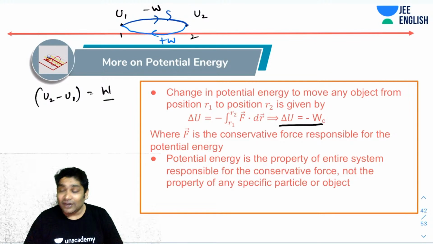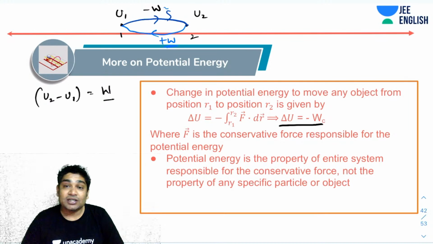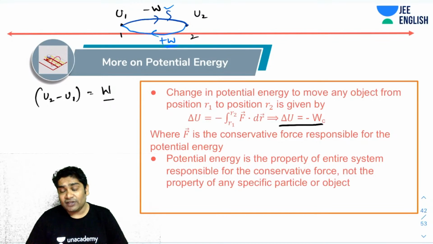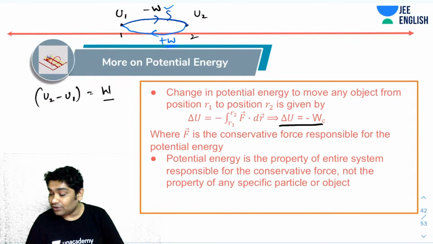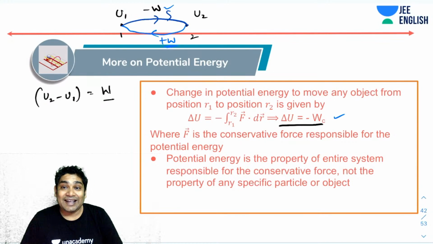So when conservative forces do positive work, the potential energy decreases. When they do negative work, the potential energy increases. The amount by which the change happens is equal to the amount of work done by the conservative force, and that is why you have this definition, where F is the conservative force responsible for the potential energy.